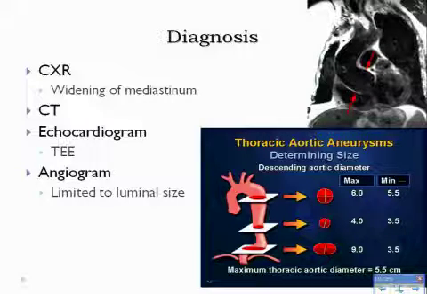When we look at TEEs, we look at the actual aortic diameter. Different areas of the aorta have slightly different sizes. As you get further down, which is where our viewing area is, usually around 4 centimeters is what you should expect as the maximal diameter. And we can actually measure it with the TEE.